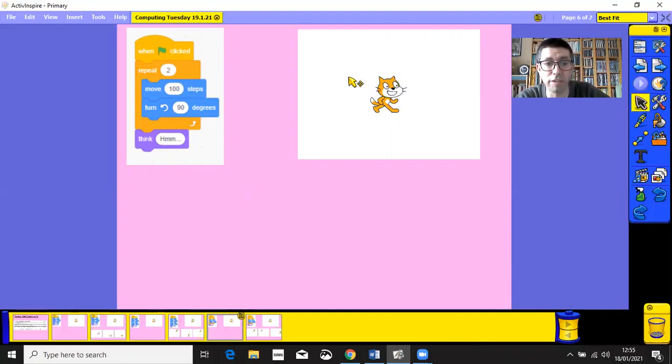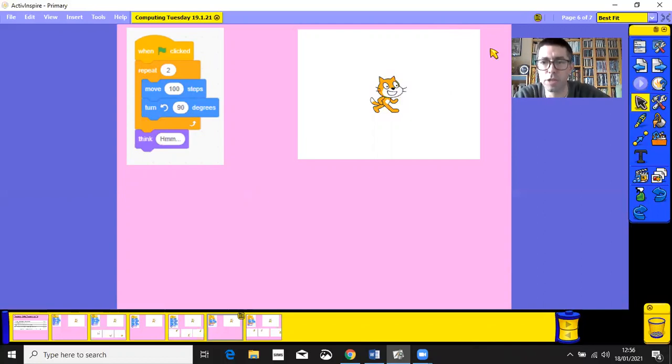So the first thing is move 100 steps, then turn 90 degrees anti-clockwise, facing up. Then it does it again. So it moves 100 steps up again, then turns anti-clockwise, and carries on facing that way. So now he's facing that way. It's done this twice, so we move on, and now it's forwards, turn, up, turn, facing that way. That's what we think it does.